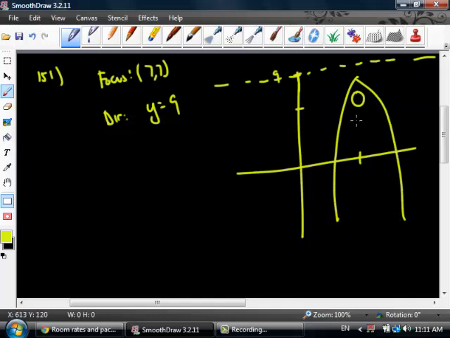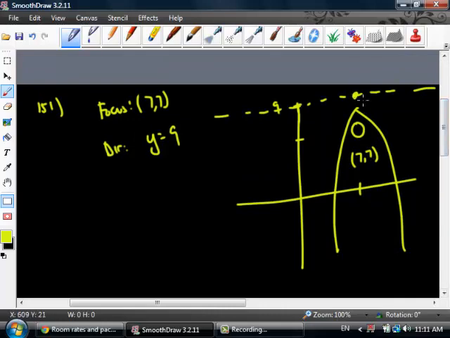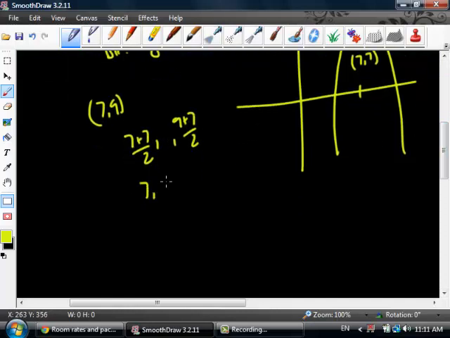Now, given the fact that the focus is at 7, 7, and the directrix, would it make sense if I said that this point here was 9, 7, or 7, 9? Sorry. How would I find the vertex of that parabola? If I have 2 points here and a vertex kind of in the middle, Chris? Midpoint. So 7, 9 versus 7, 7. So that's 7 plus 7 over 2, 9 plus 7 over 2. That is 7, 16. So 7, 8.